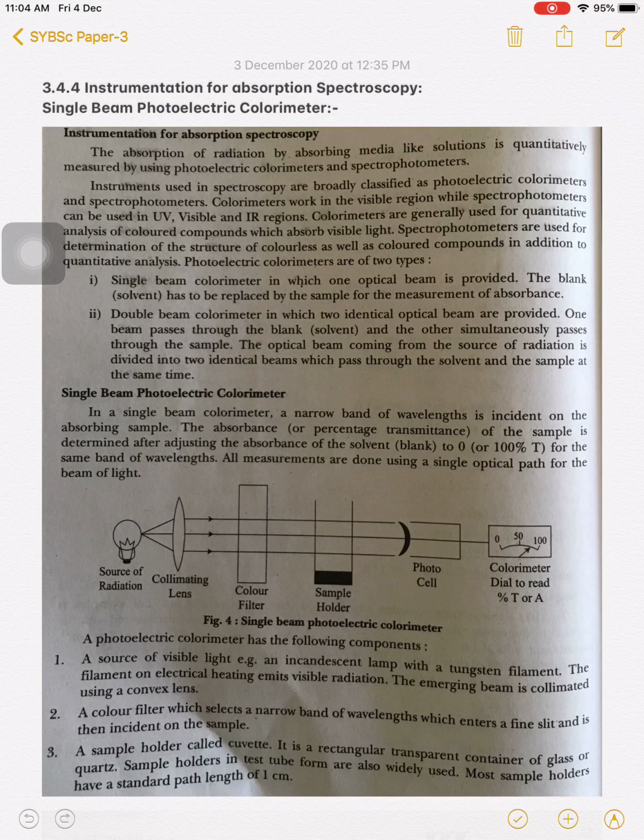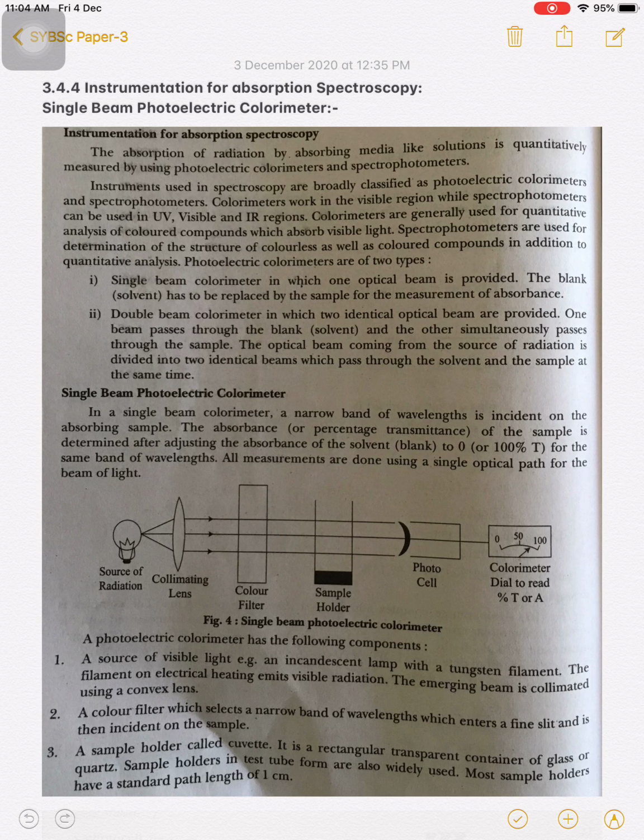Dear students, in the last lecture we have seen Lambert's law, Beer's law, and the combined law, that is Lambert-Beer's law, and deviations of Lambert-Beer's law. In today's lecture, we will see the instrumentation part. So the first point is instrumentation for absorption spectroscopy.